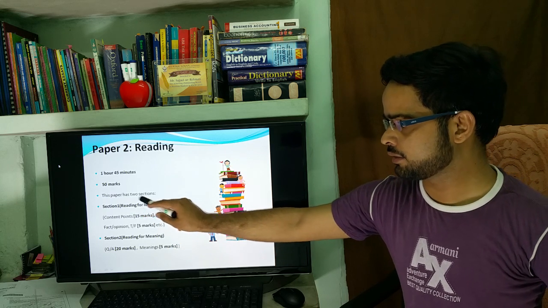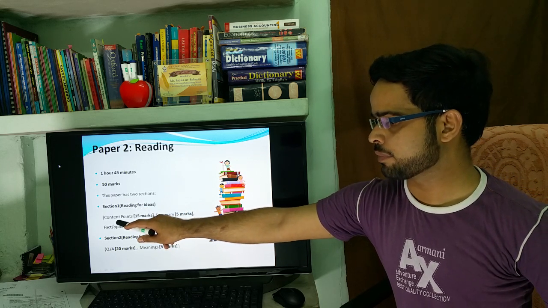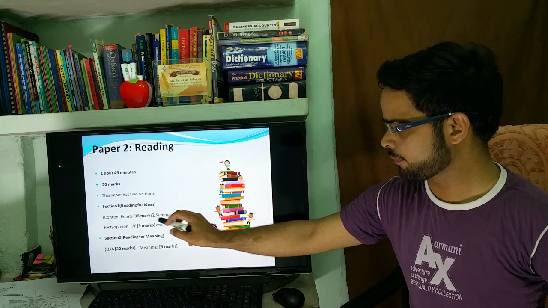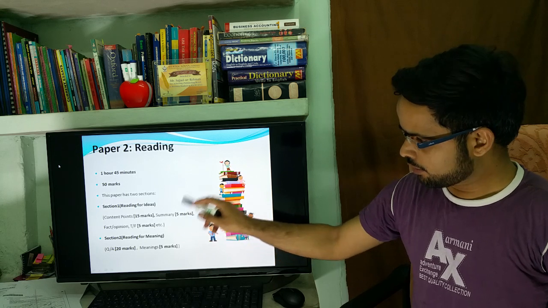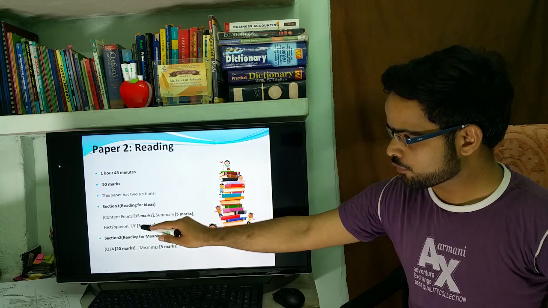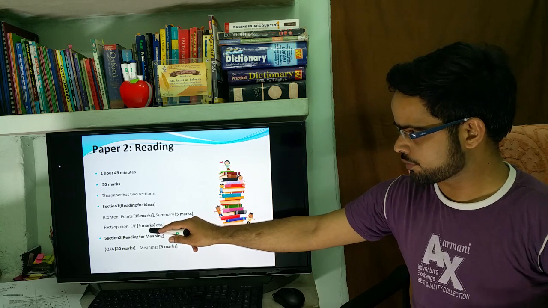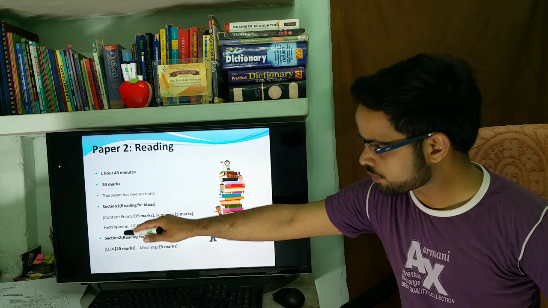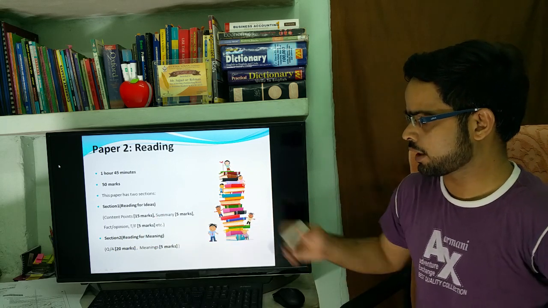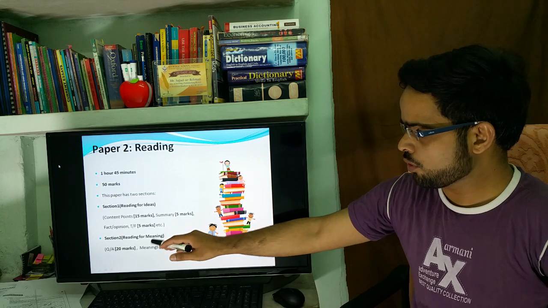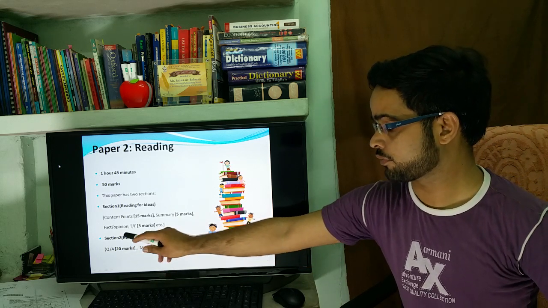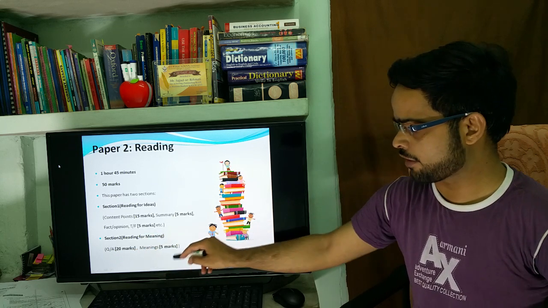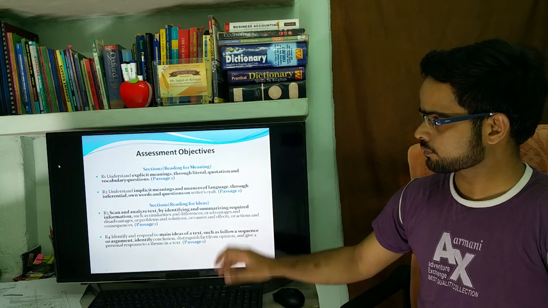In reading for ideas, that is section 1, you need to mention content points or main points, which will have 15 marks. You have to write a summary, which will have 5 marks. You have to answer short questions, which will have 5 marks, and the questions will include fact and opinion questions or true and false, etc. In section 2, reading for meaning, 20 marks will be given for question answers and 5 marks for the meanings.